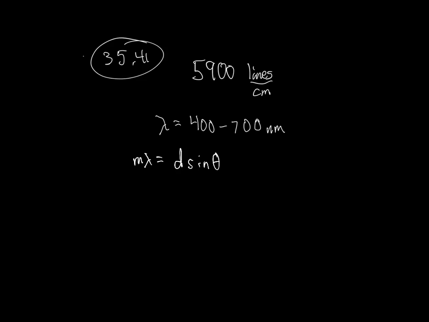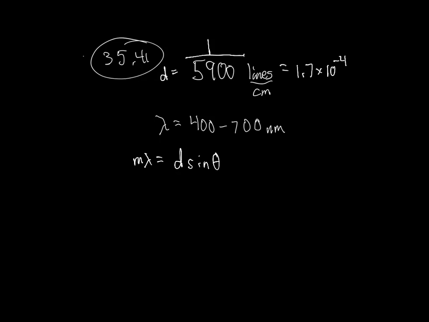So do we have d? Is d equal to 5,900 lines per centimeter? No. 1 divided by this gives you d. Okay? That is the trickiest part of this problem. d equals 1 over 5,900 lines per centimeter. So if you do that division, you will get a number. You will get 1.7 times 10 to the negative 4.